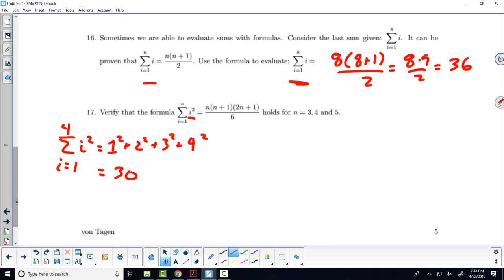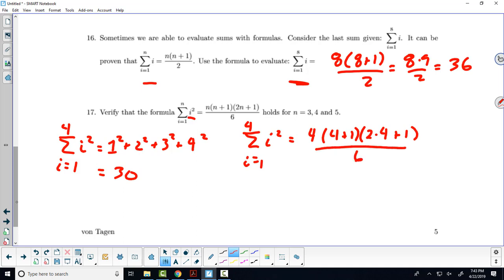But let's do it using this formula. I claim that if we wanted to sum this up, we could just use the formula where we do 4 times 4 plus 1 times 2 times 4 plus 1 over 6. That's 4 times 5 times 9 over 6. Sure enough, 20 times 9 is 180. 180 divided by 6 gives us 30. How are we doing? Okay. Certainly this formula didn't really help you for this short one, but eventually it would be helpful. If n were 100, this would definitely save you a lot of time.